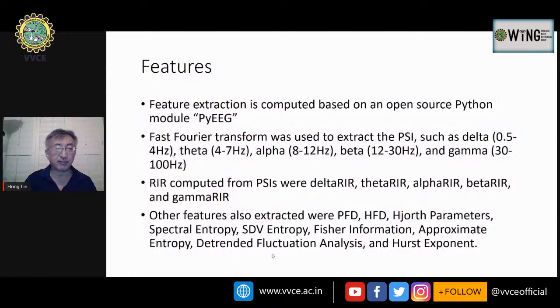I think we have used half of the time. I guess I need to go a little bit faster. So then we compute the features. We can compute the PSI, power spectrum intensity, and so we can compute the spectrum powers, like delta, theta, alpha, beta, and gamma waves.